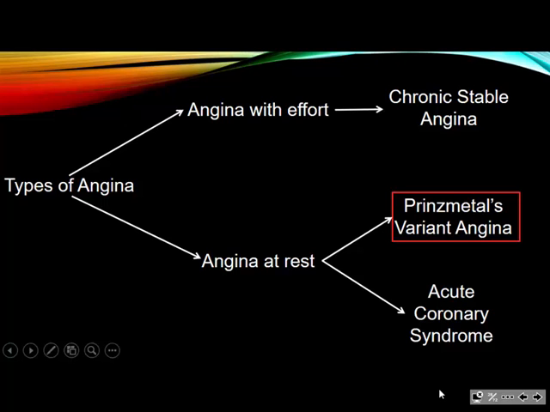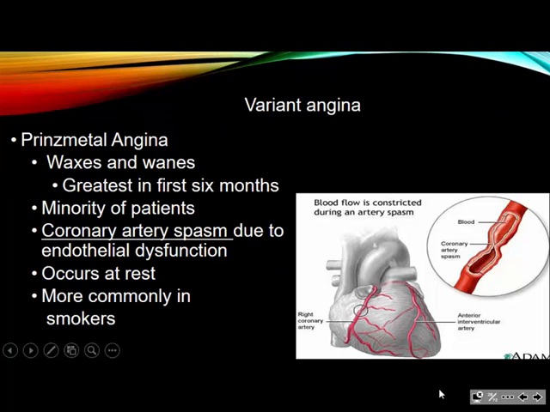Can someone tell me what one of the biggest differences between Prinzmetal's or variant angina in comparison to chronic stable angina or acute coronary syndromes is, from your pre-recorded lectures? What was that? It's caused by vasospasm. Very good. So this slide should look familiar. Variant angina waxes and wanes. It's greatest within the first 6 months, and it's due to coronary artery spasm.